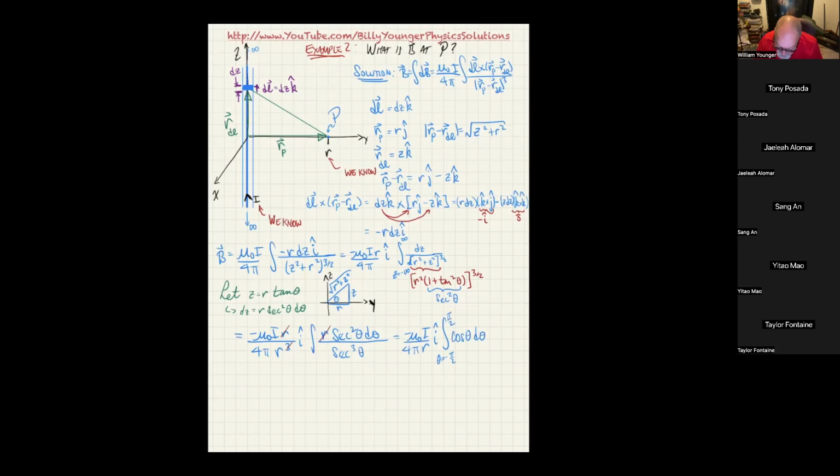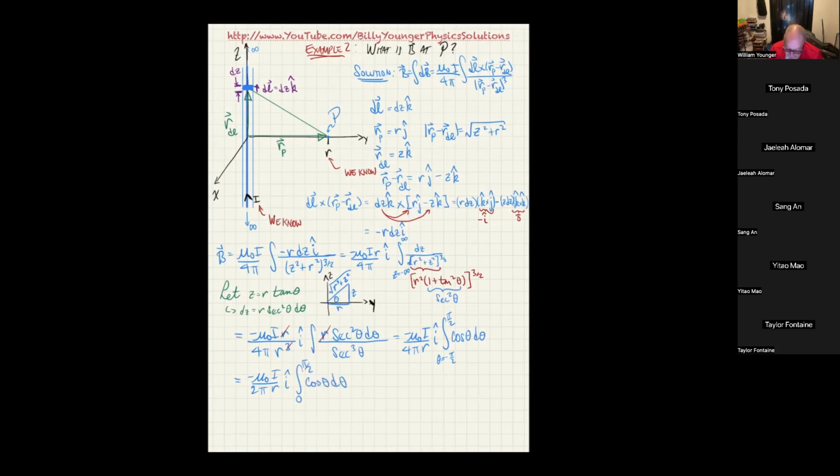Now we can do that, or we can just realize that cosine theta is an even function, so we could actually integrate from 0 to pi over 2 and multiply the answer by 2. I'll do that just for the fun of it. So multiplying this by 2, it becomes negative mu 0 I over 2 pi r instead of 4 pi r now. And then I hat, and now I'm integrating from 0 to pi over 2 of cosine theta d theta.